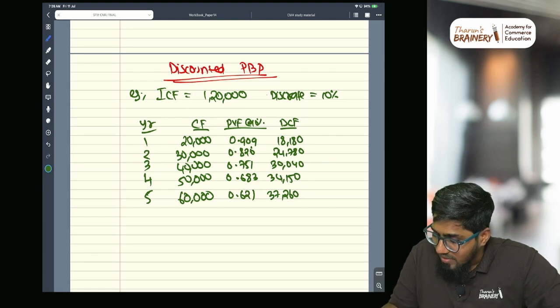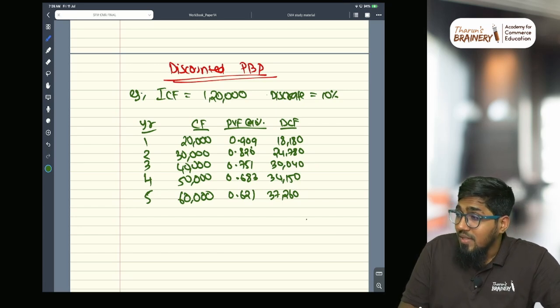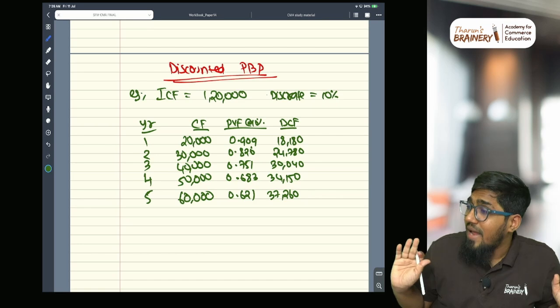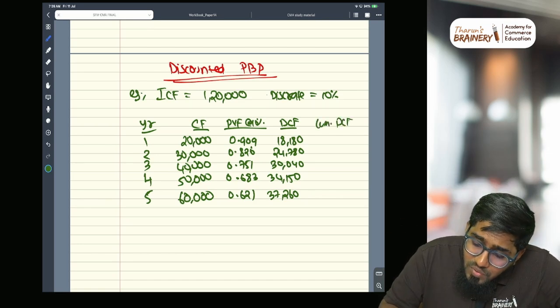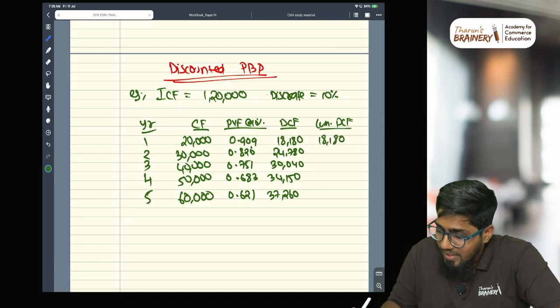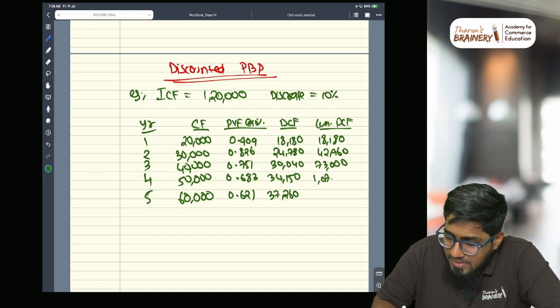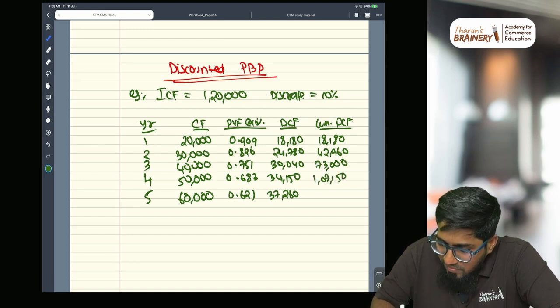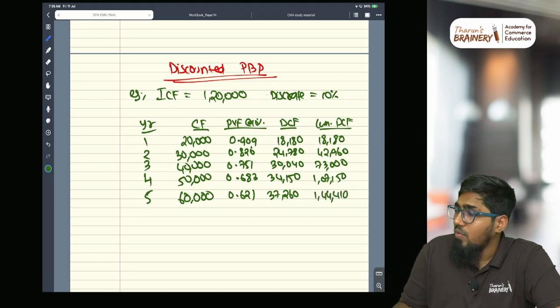Are you all having this clarity? Now all these cash flows are year 0 cash flows. These are all discounted cash flows. Now I can comfortably add. So now what I will do is the cumulative discounted cash flow. 18,180, then 42,960, then 73,000, then 1,07,150, then 1,44,410. These are the cumulative cash flows.